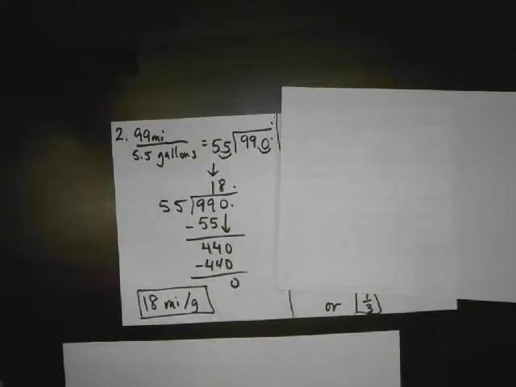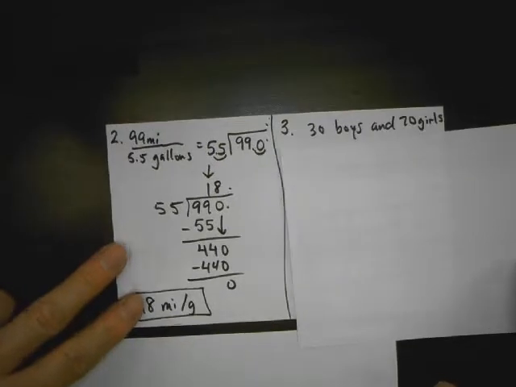Now, you could put 5.5 on top, but it wouldn't really make sense because gallons decides how far you go, even though mathematically we can do it the other way around. So you always hear on TV, MPG, miles per gallon. Gallon goes on the bottom, just like time goes on the bottom.